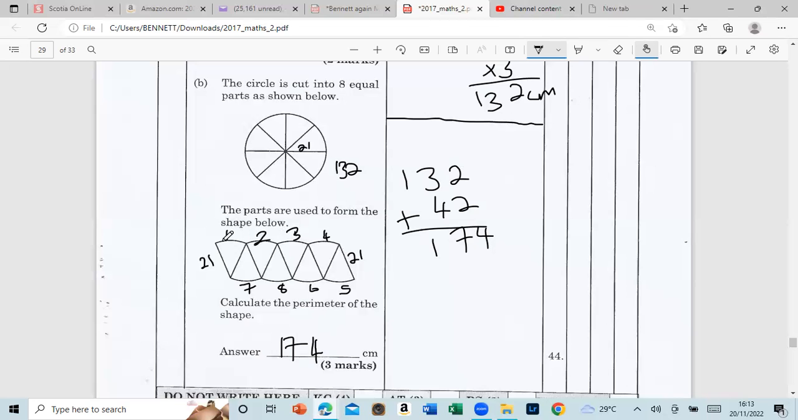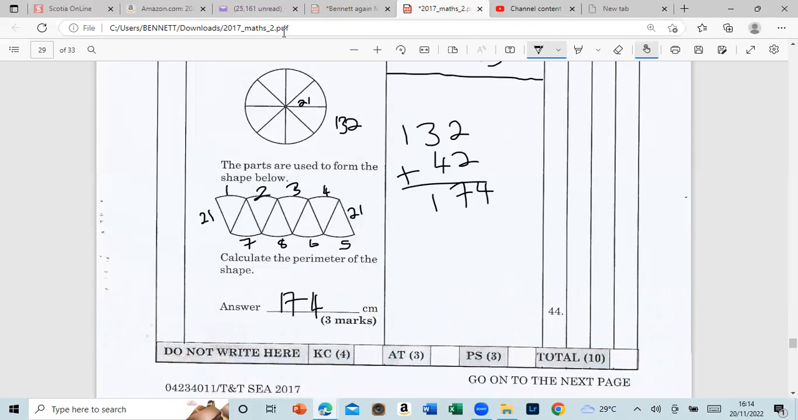And it tells us there are 1, 2, 3, 4, 5, 6, 7, 8 pieces, so the 8 pieces here are 132. So the only additional thing we have is the straight sides here, which are the radii, 2 of them. So that's 174. Very nice question, Trinidad and Tobago. We need to appreciate these types of questions.